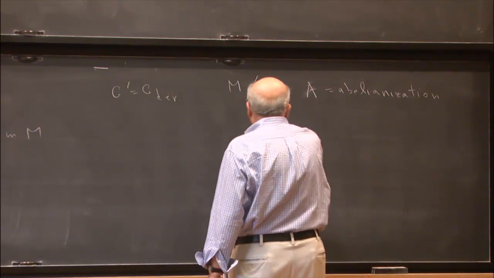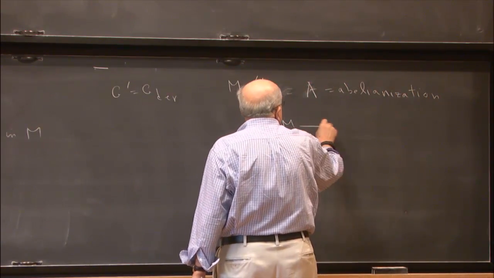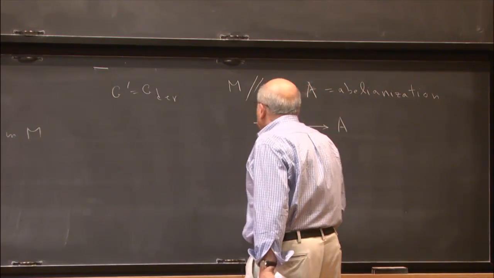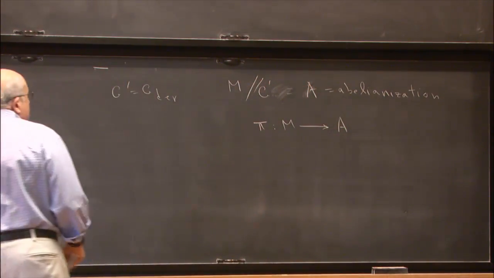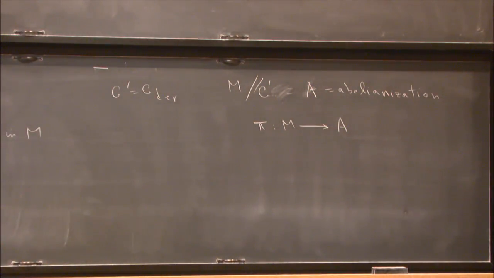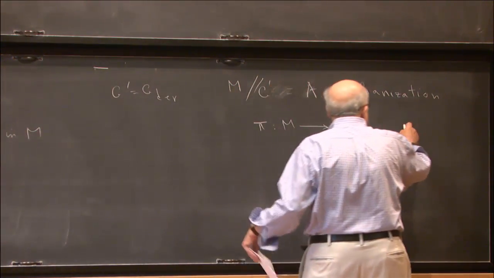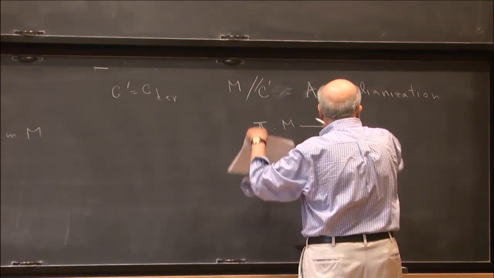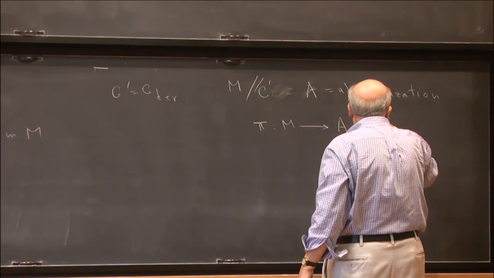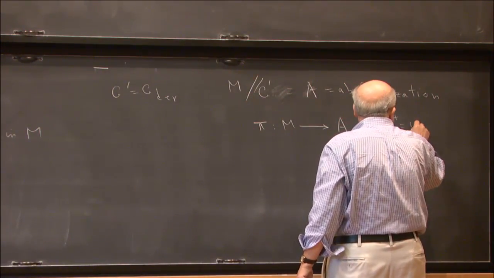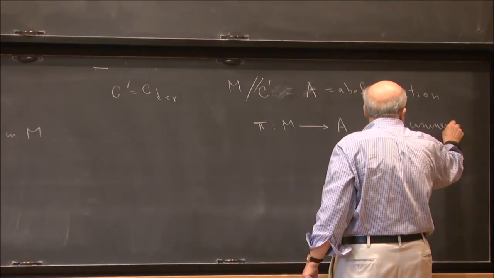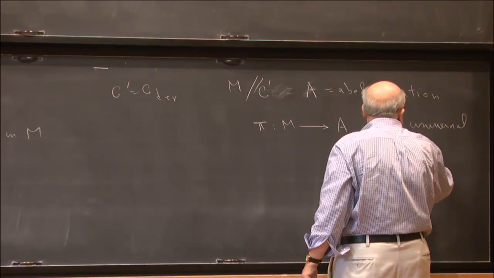And then you have the map pi from M to A. This is the GIT quotient of M, the geometric invariant theoretic quotient of M. And then you build out of this, I mean, if your G prime is fixed, you can build out of it a universal monoid.